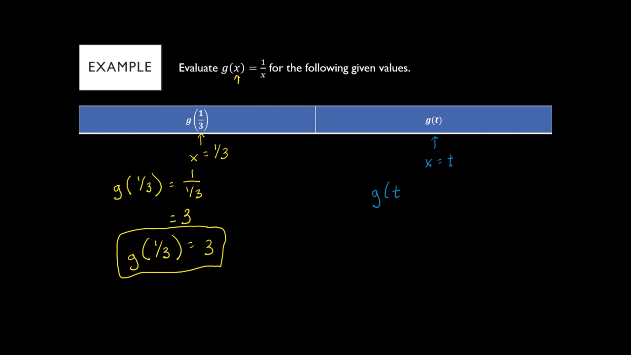So we get g of t equals 1 over t. And that's all we're doing here. We're just changing the variable from x to t. We're still evaluating. Evaluate means basically plug in whatever is in the parentheses. So that's what we did. Everywhere we see x, we're now replacing it with the letter t.